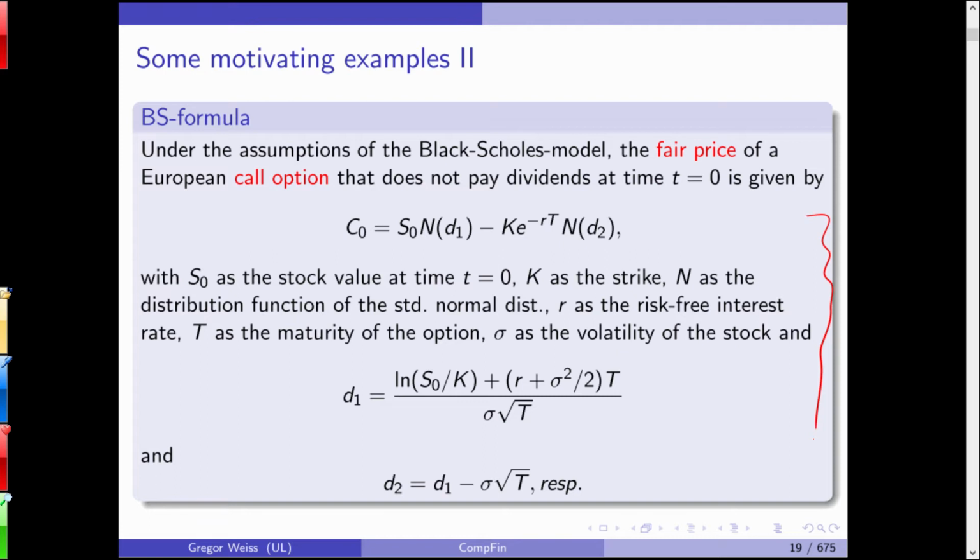Before confusing you even more, does everyone know what a differential equation is? You probably know what a differential equation is. Who does not know what a differential equation is?